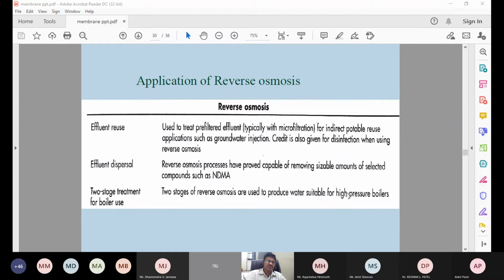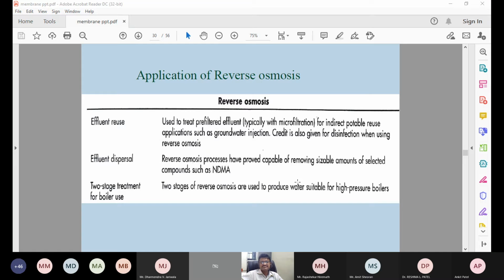Why do we want this type of water to be used in boilers? Because in boilers, if you use water which has hardness, having calcium, magnesium, it will form scales in the boiler. Inside the boiler, the scales will form. So you have to pre-treat it first, and then we can use the water in the boilers.